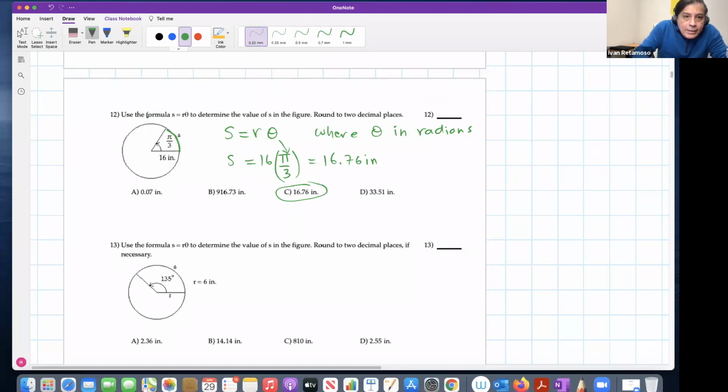Can you try number 13? Do this. It's similar, but you have to be careful with the angle there. It's not in radians, so you have to convert it to radians first. Try. As a hint, the formula is given: S equals R times theta, where theta is in radians. Very important here.